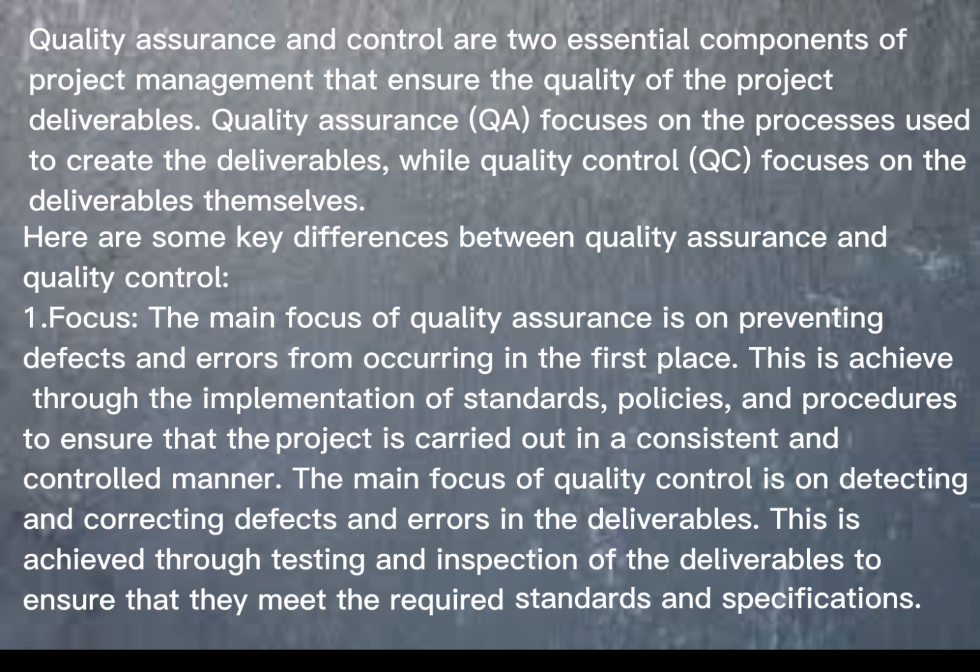1. Focus. The main focus of quality assurance is on preventing defects and errors from occurring in the first place. This is achieved through the implementation of standards, policies, and procedures to ensure that the project is carried out in a consistent and controlled manner. The main focus of quality control is on detecting and correcting defects and errors in the deliverables. This is achieved through testing and inspection of the deliverables to ensure that they meet the required standards and specifications.